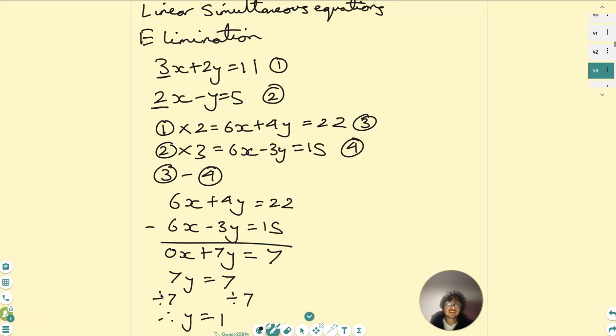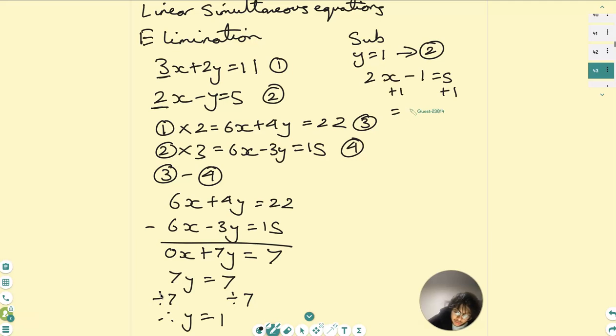Great. Now, to get x, we just sub y is equal to 1 into any one of the equations 1, 2, 3, or 4. Let's say we'll do it into equation 2. So we sub y is equal to 1 into equation 2, and we get 2x minus 1 is equal to 5. Add 1 to both sides, so we get 2x is equal to 6. Then we divide by 2 on both sides to get the value of x. So x is equal to 3.